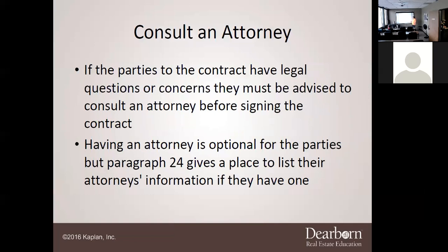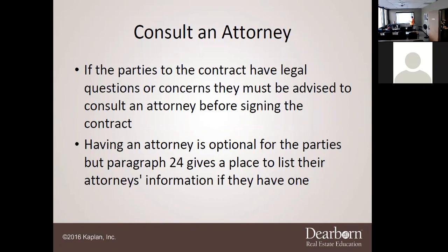Consult an attorney. If the parties of the contract have legal questions or concerns, they must be advised to consult an attorney before signing the contract. That is also very key. As an agent, you are required to tell your clients that if they have any questions, they need to contact an attorney. You do not want to be caught, and we talked about the other day, with that TREC rule. You do not want to be caught in a situation of, well, they never advised me to get an attorney, or it seems like you're trying to avoid them getting an attorney. That is illegal. You have to advise them if they want an attorney to go seek one out.